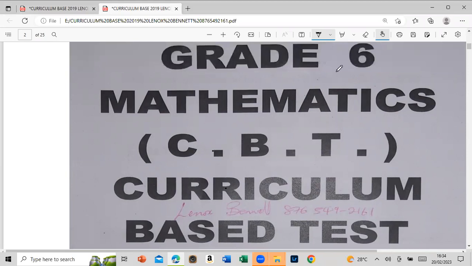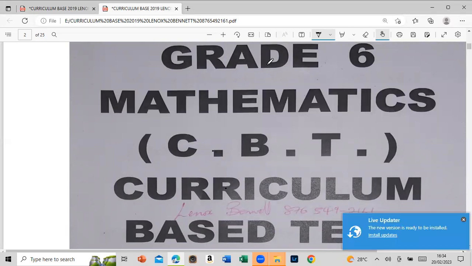Alright, so this is a grade 6 mathematics curriculum-based test. Let's get ready to rumble. Alright, so the curriculum base is basically 20 plus 20, that's 40 questions, multiple choice. So we're gonna go through. Hopefully we can complete the paper in class.